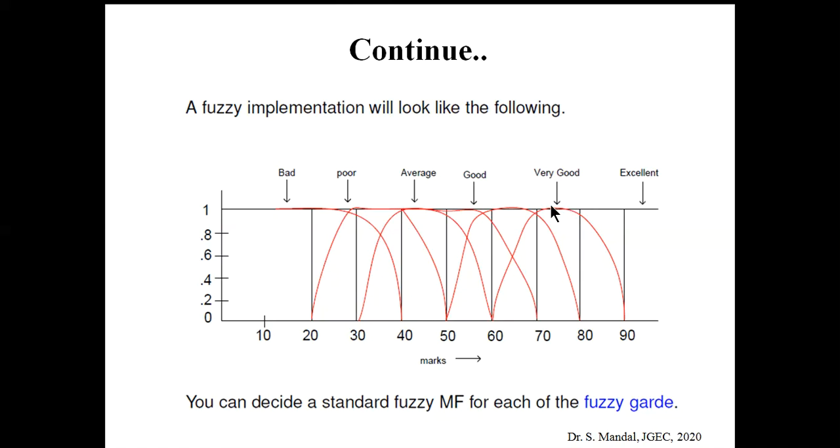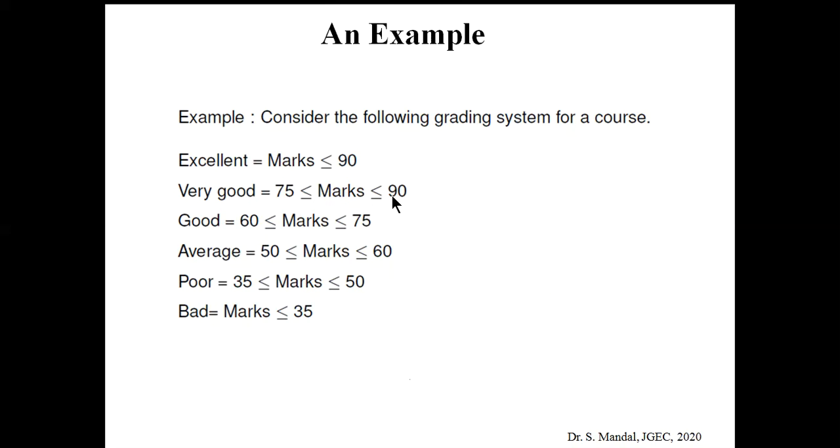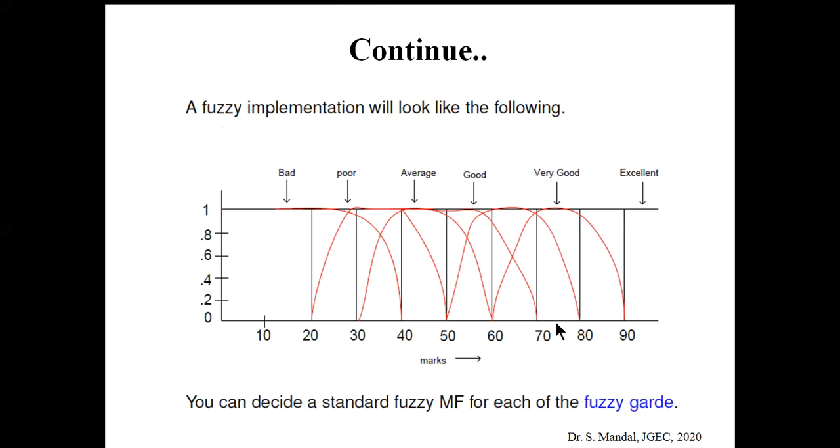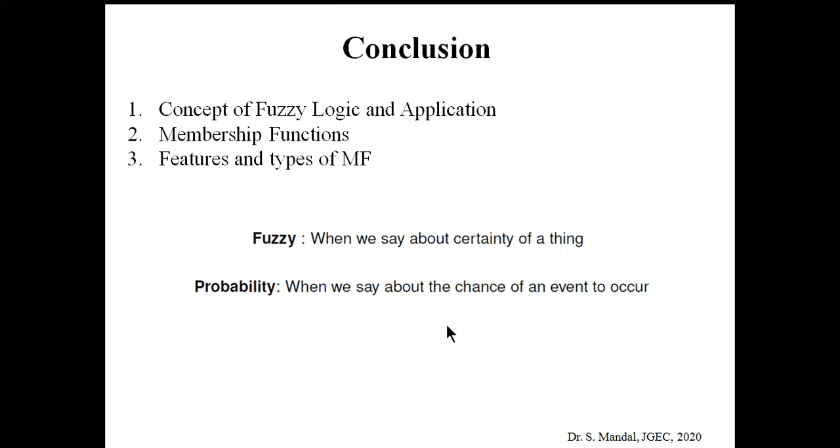If we consider very good, what is the definition of very good? Between 90 and 75. So 90 and 75, that is very good. Okay. So that means this point, if we reach beyond 90, that will not be very good, but it will be under excellent. Okay. So this one is the good, and the corresponding membership function for good is like this.